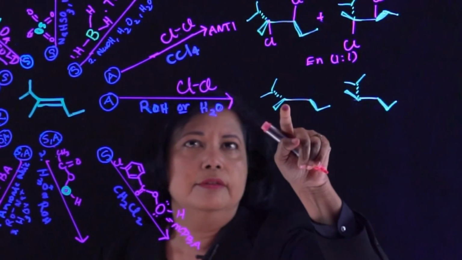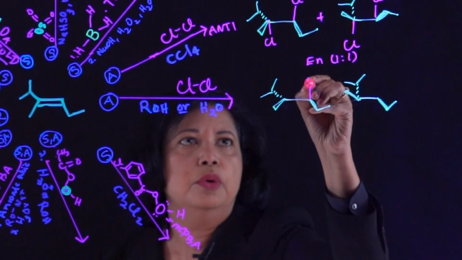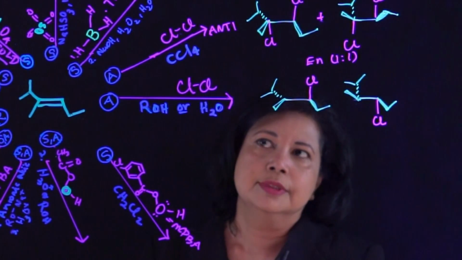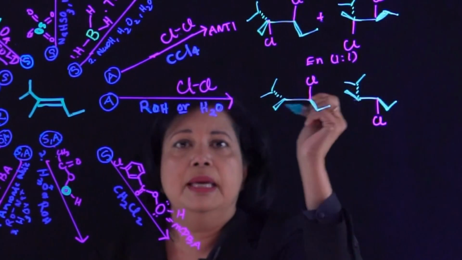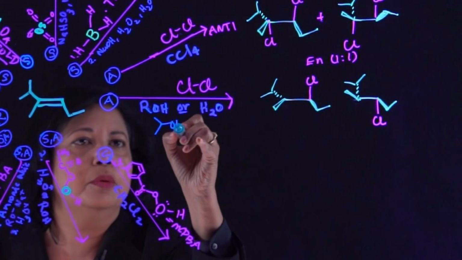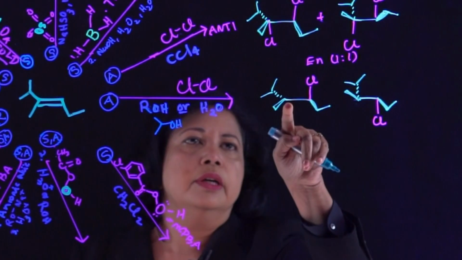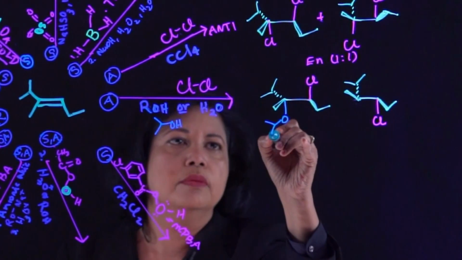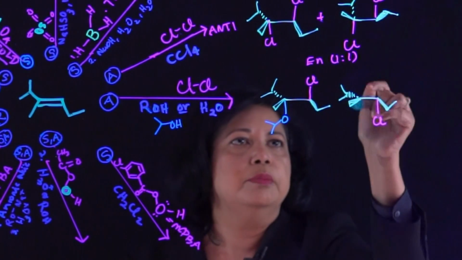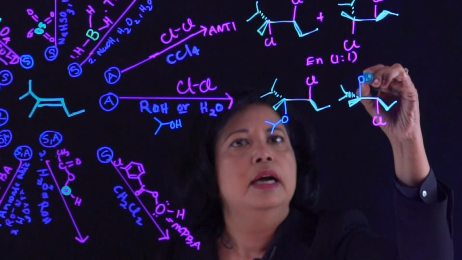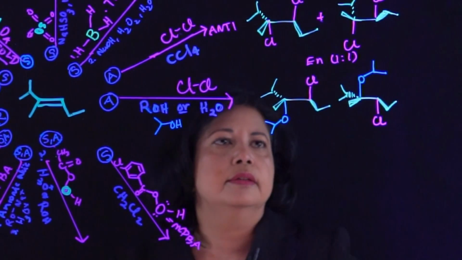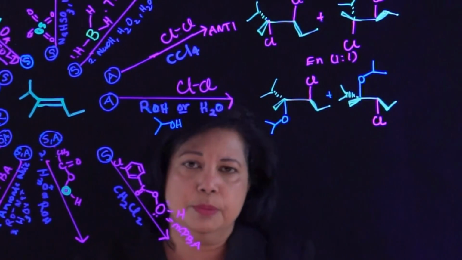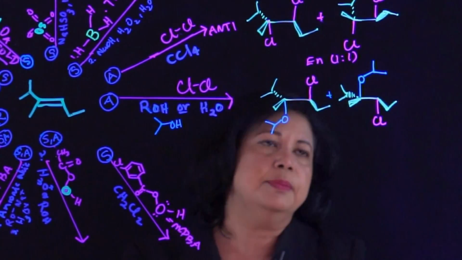That's Markovnikov. So the chlorine's always going to roll over here. So your alcohol, and let's make up an alcohol here, isopropanol, it's going to come over here and attack here. So that is going to be attacking that and roll over chlorine. Chlorine's below, it attacks from above, and there you go. So that'll be your major product. What's the relationship?